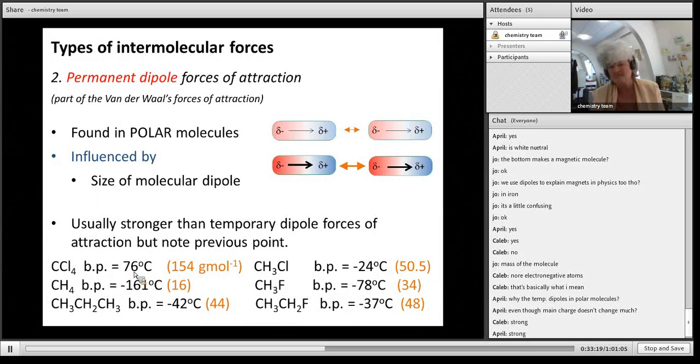Liquid, you've only broken some of them. Gas, you've had to break all of them. So it's a good measure of how strong those intermolecular forces are, because the more energy you've got to add to separate, the stronger those intermolecular forces.